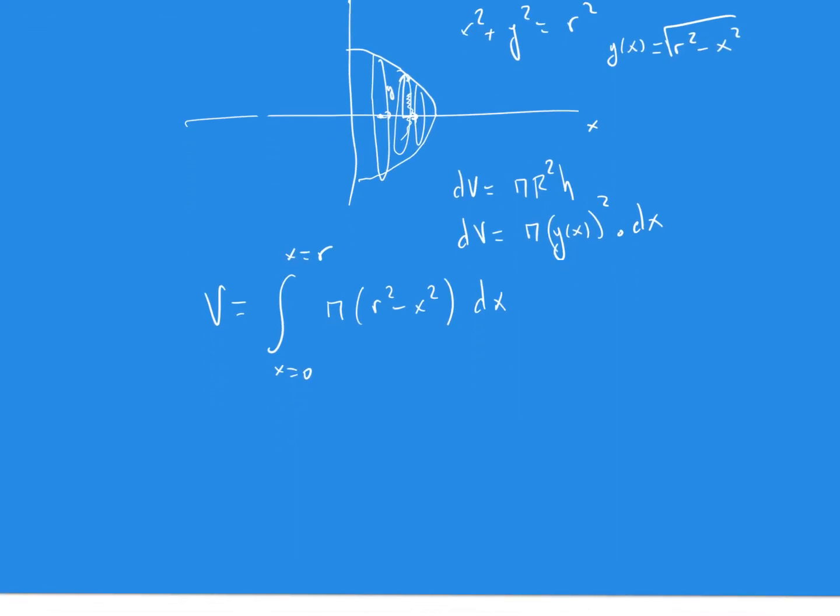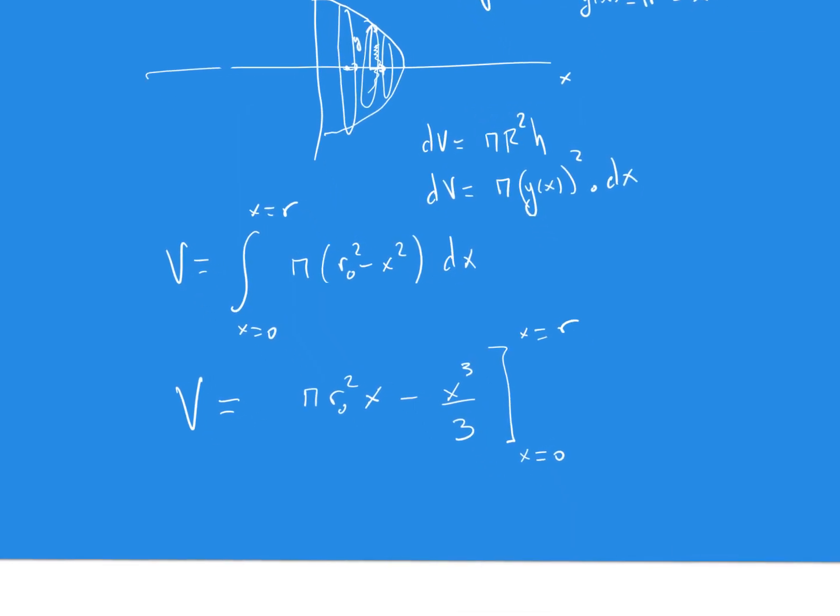So I need to do this integral, and to prove that the volume is 4/3 pi r cubed. So it will be pi r squared by x. If you want, I can put r0 is a number, is the radius, it's not a variable. Pi r0 squared by x minus x cubed divided by 3. And everything is evaluated between x equals 0 and x equals r, little r. And I cannot forget that this is half of the volume. At the end, I have to multiply by 2.